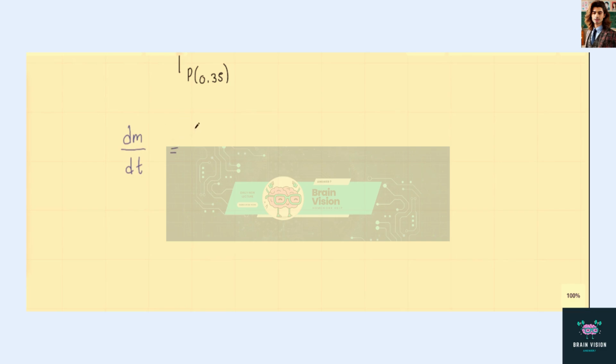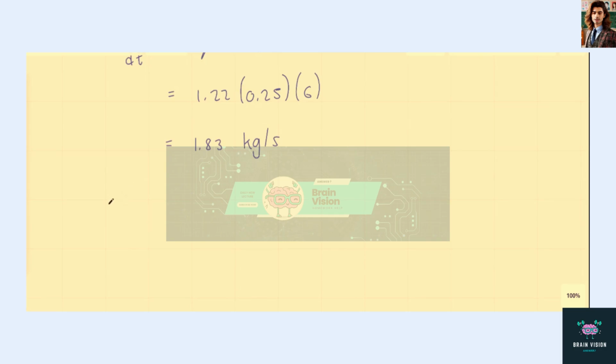Firstly, we'll calculate our mass flow rate dm/dt. This is the density of air times the cross-sectional area of the intake A times the speed of the air into the intake, VA. The density of air is 1.22 kg per cubic meter. The area of the intake is 0.25 square meters, and the air is moving at a speed of 6 meters per second into the intake. And so the mass flow rate is 1.83 kg per second.